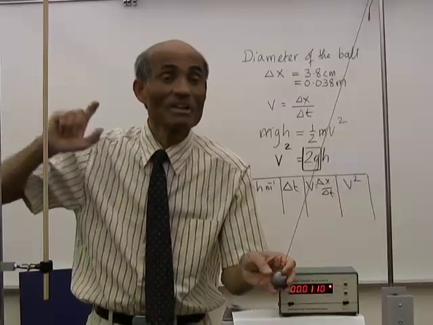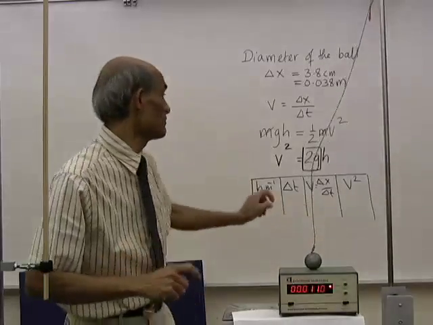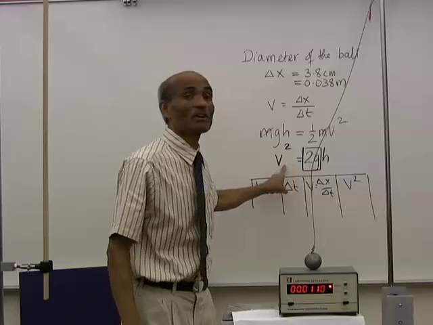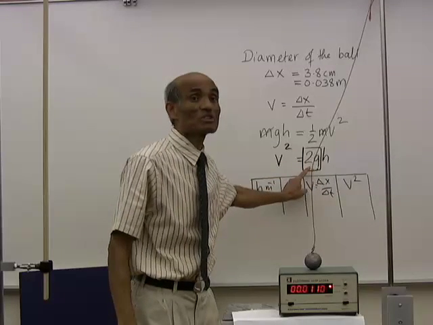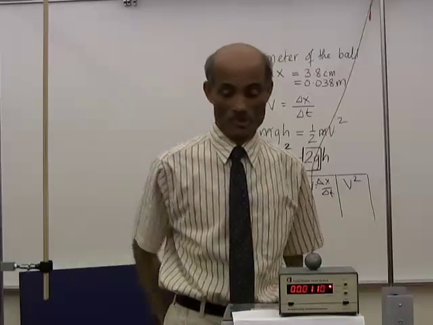We got 11 height values and the corresponding velocity values. You plot your graph, v squared on the y-axis, h on the x-axis, measure the slope and obtain a value for g. Okay.